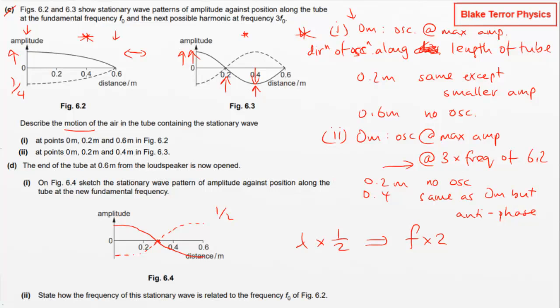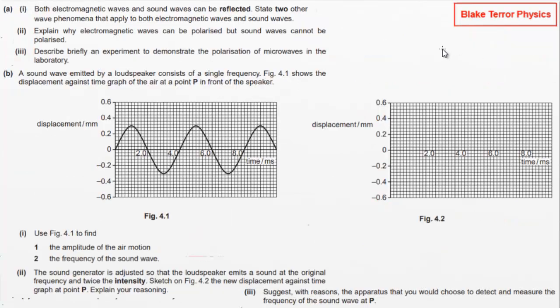So I've got one more question to do on this block. Right, both electromagnetic waves and sound waves can be reflected. State 2 other wave phenomena that apply to both of these types of waves. Well, we can say diffraction and refraction. Just have to state them so we don't need anything else.